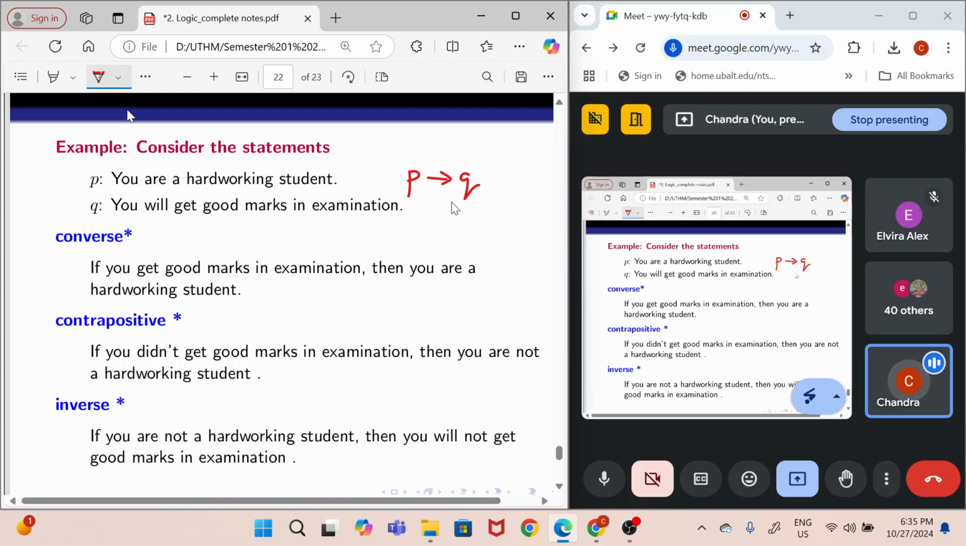If they ask for the converse, change this one. If you get good marks in examination, this is Q, then you are a hardworking student, this is your P. That is the converse.